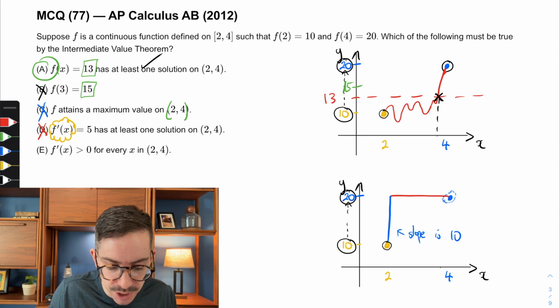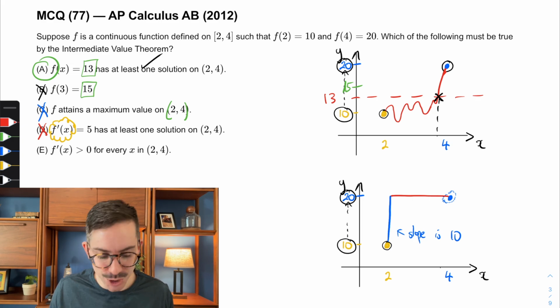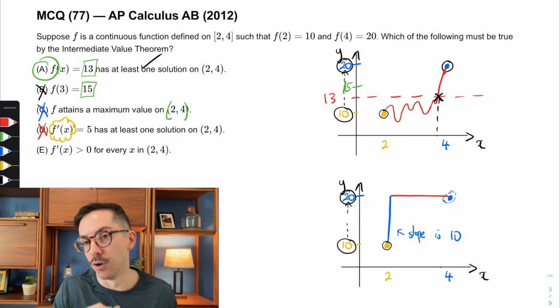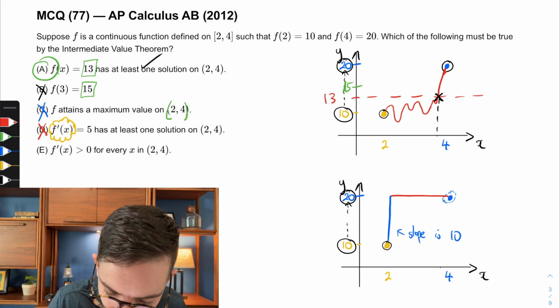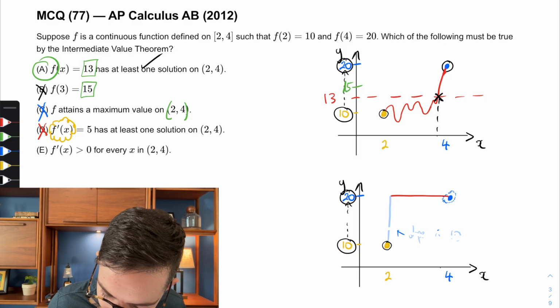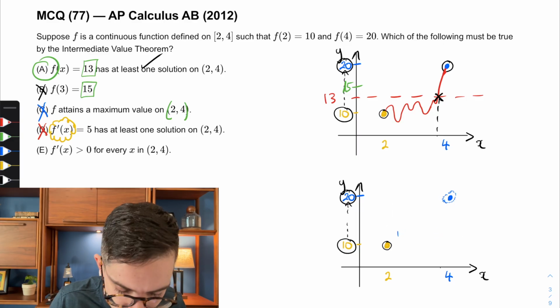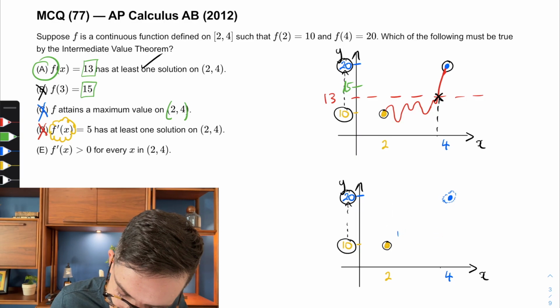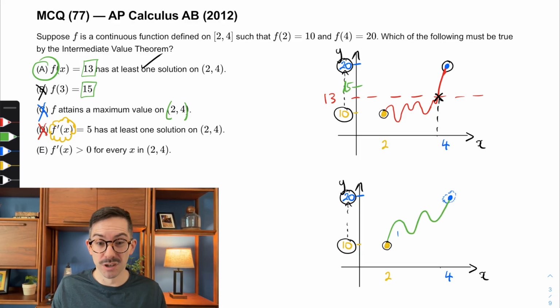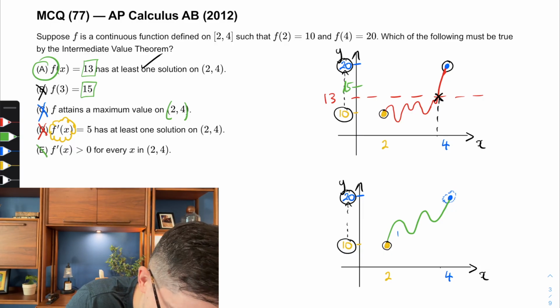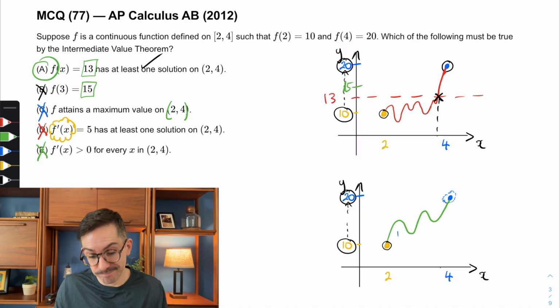Finally, in part E, what answer choice E is trying to say is: does the derivative always have to be positive for every x? Well, no, there are lots of things I could do where the derivative would be negative. As soon as the function starts decreasing, my graph slopes downwards. F prime is going to be negative, not positive. So I've cooked up a counterexample there.